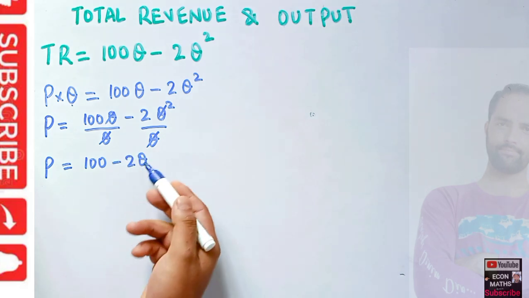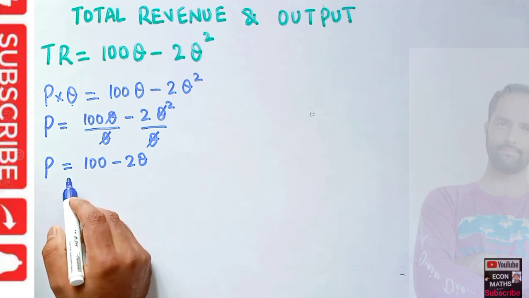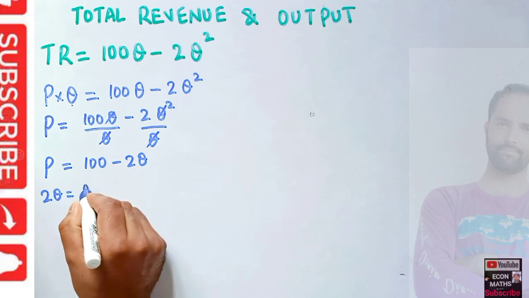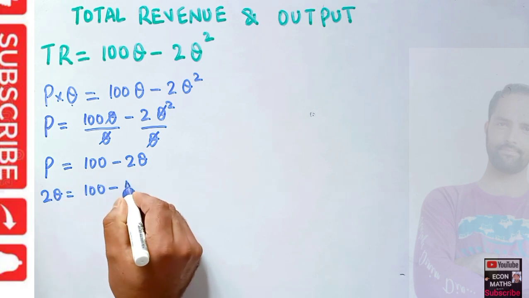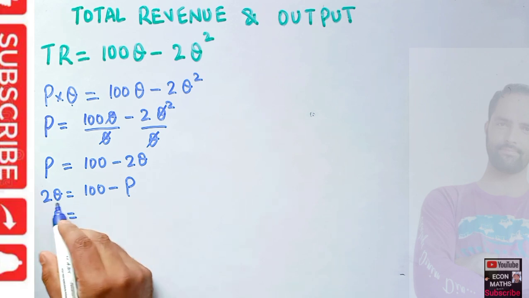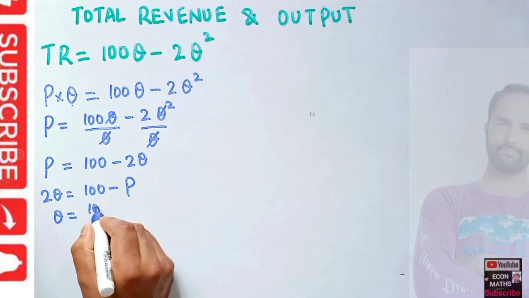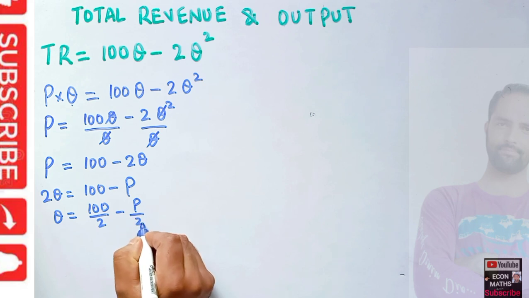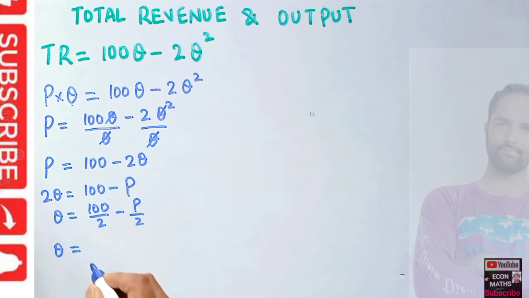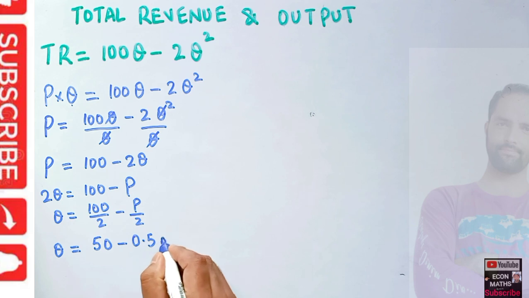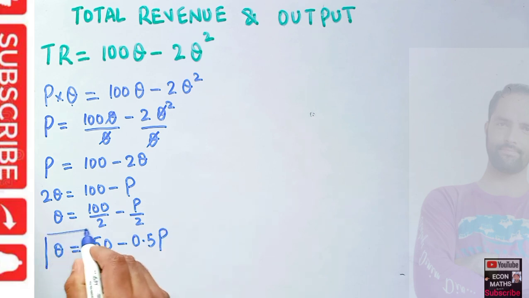Now solving for Q here. If I transpose this 2Q, we have 2Q = 100 - P. That means our Q will be equal to, transposing this 2, it gets divided into each of these terms, so we have 100/2 - P/2. So our output will be equal to 50 minus, since this is 1/2, I can write it as 0.5P. This is our demand function.